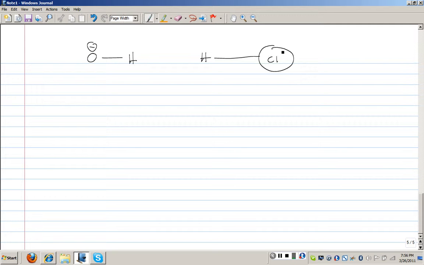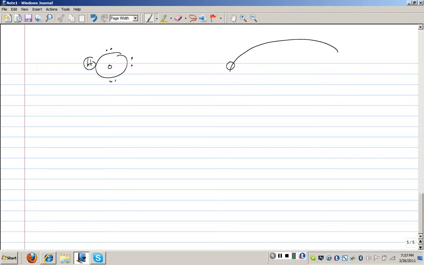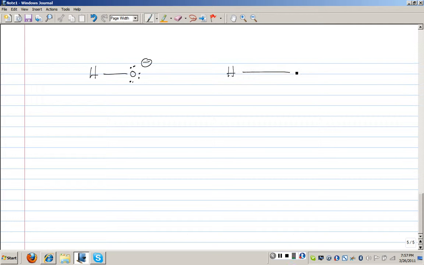Here is my hydrogen. Here is my oxygen. This is hydroxide. Here is my hydrogen, here is my chlorine. Well, you get the point. I'm going to go back to my first diagram. So here's my H, here's my O. This is hydroxide. Here is my H2Cl plus. I'll just do it this way.